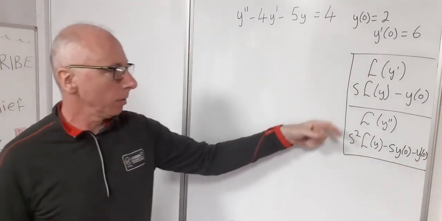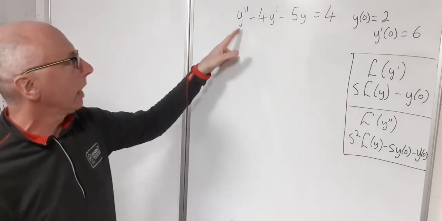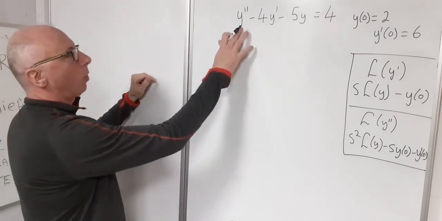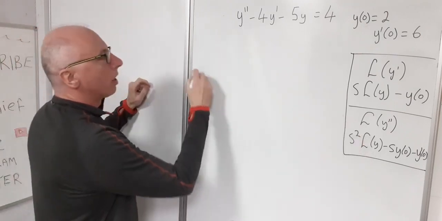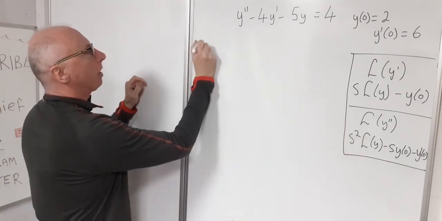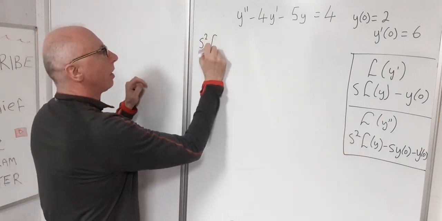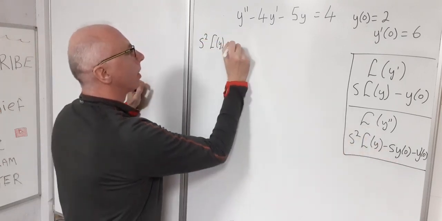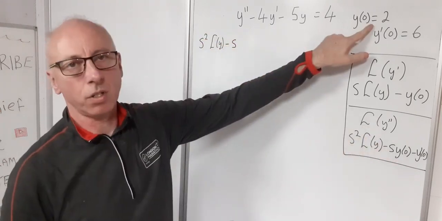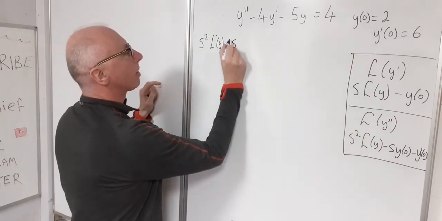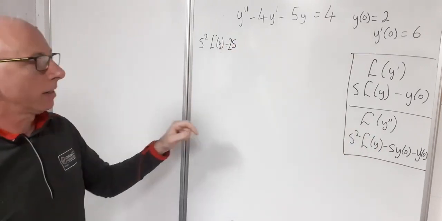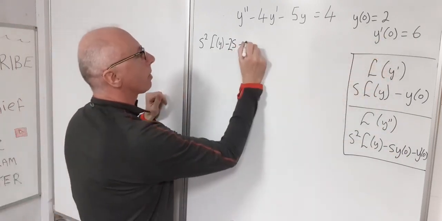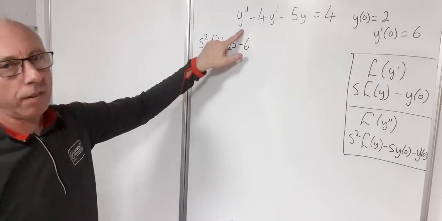So what we're going to do now is substitute the transforms into this second order linear differential equation. For y double prime, we use this one. Giving myself a bit of space, I'm going to start over here. I've got s squared Laplace of y minus s times y of 0. y at 0 is 2, so that's going to give me 2s. And then minus the first derivative at 0, so that's minus 6. That takes care of this one.